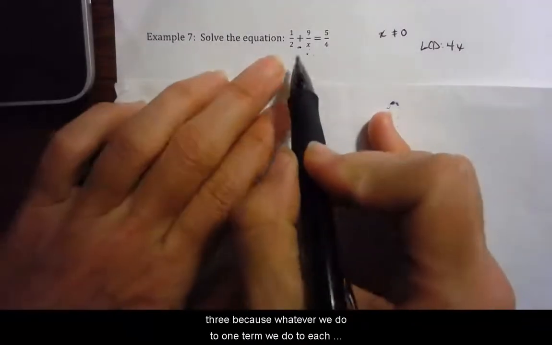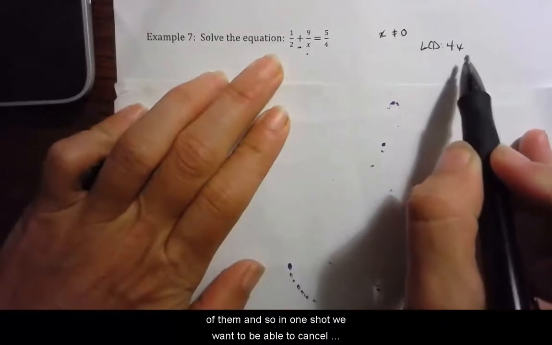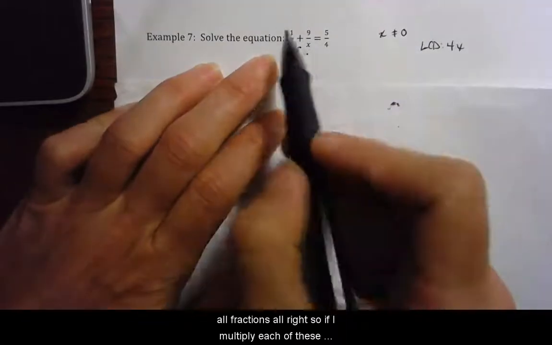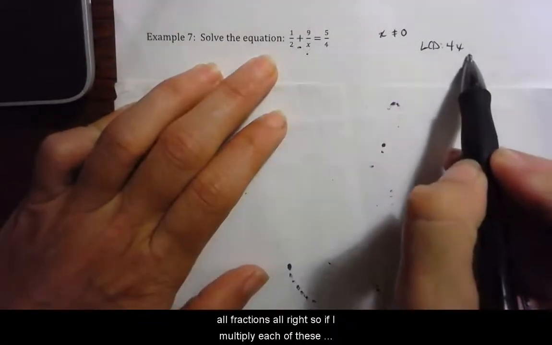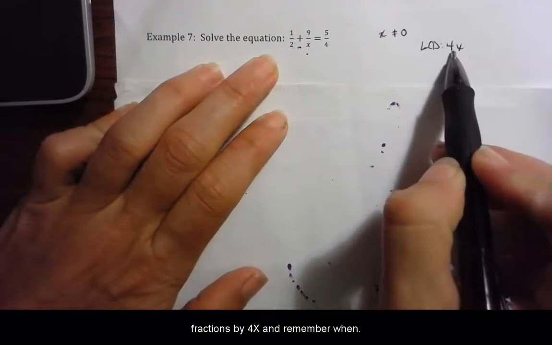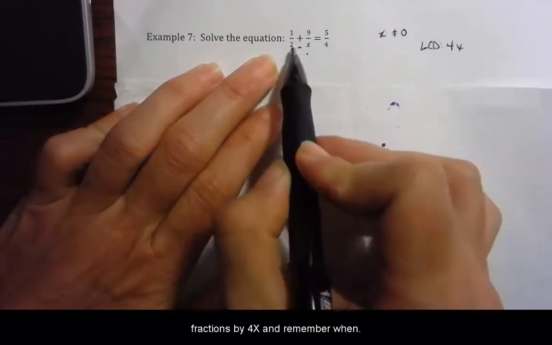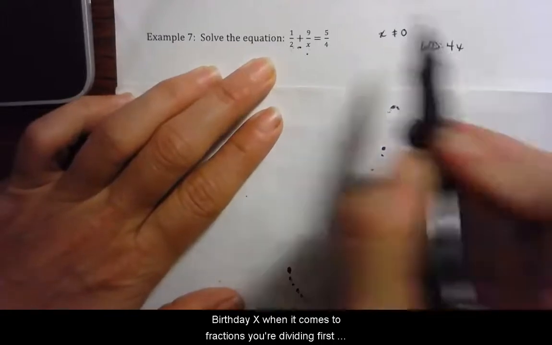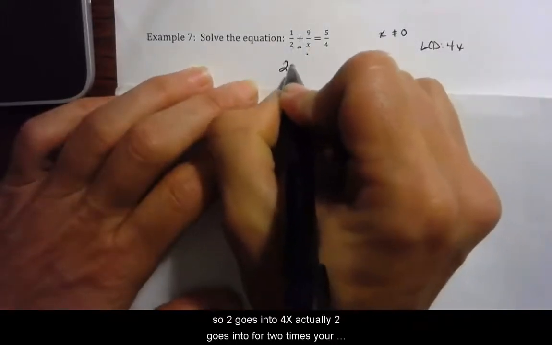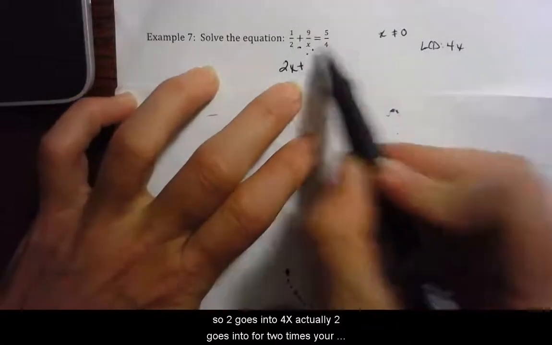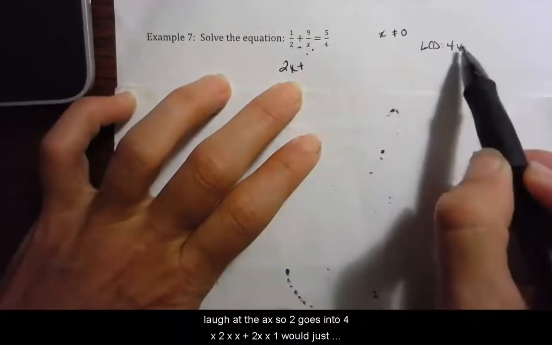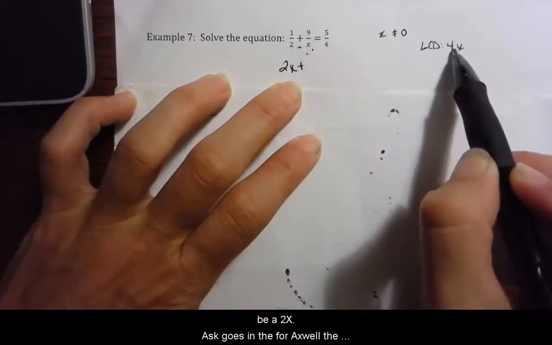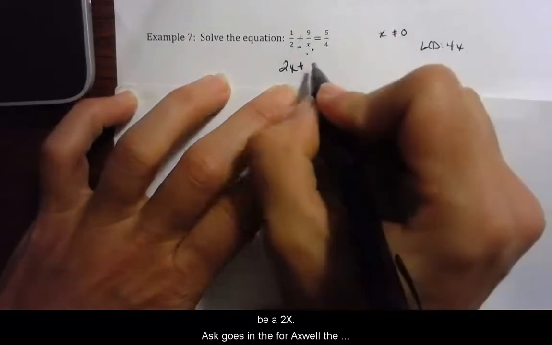Alright, so if I multiply each of these fractions by 4x, and remember whenever I say multiply, when it comes to fractions, you're dividing first. So 2 goes into 4x, actually 2 goes into 4 2 times, you're left with the x, so 2 goes into 4x 2x times, and 2x times 1 would just be a 2x. X goes into 4x, well, the x's would cancel, and we would be left with the 4. 4 times 9 is 36.